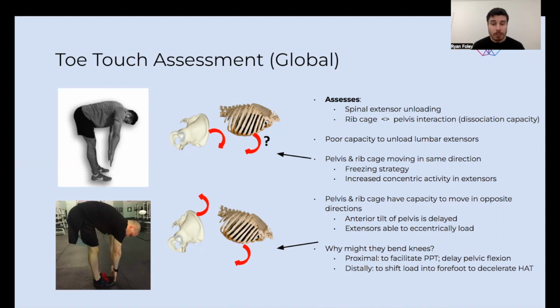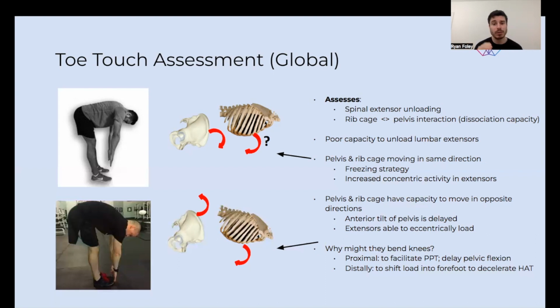Okay. But what we also want to determine here is how the rib cage and pelvis are interacting with each other during the toe touch, during spinal flexion. Ideally, what we want to see is the rib cage has the capacity to initiate that flexion, to initiate the beginning of the spinal extensor eccentric behavior. And we want the pelvis then to have the capacity to delay its forward flexion, to express more of an extended position or a posterior tilt early on during the toe touch to support that eccentric behavior of the spinal extensors, particularly the lumbar extensors, if it can maintain its extended position.